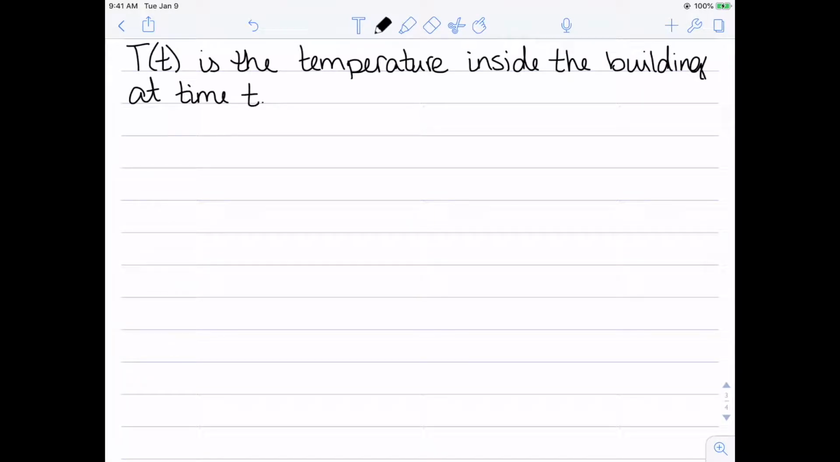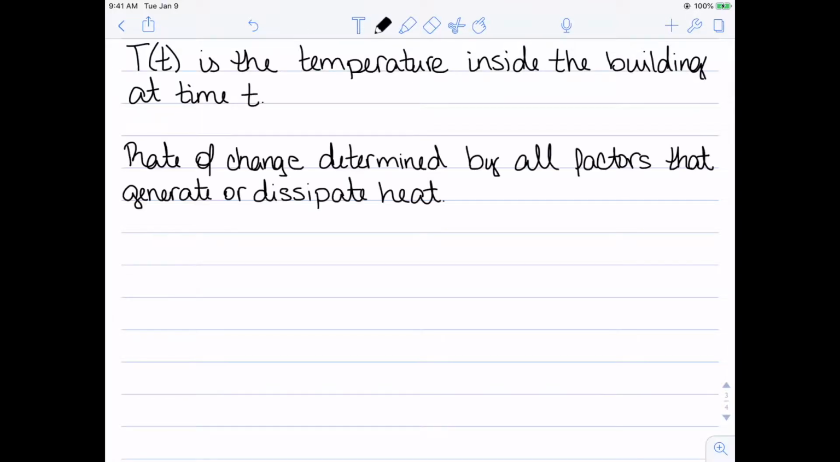So let's start to look at the idea of how to do this. So we do want to use compartmental analysis like we discussed before. And capital T of t we're going to use to represent the temperature of the building at time t. And our rate of change is going to be determined by all the factors that either generate or dissipate heat. So let's slowly look at all of these different factors.